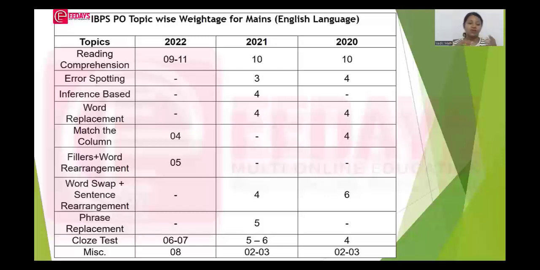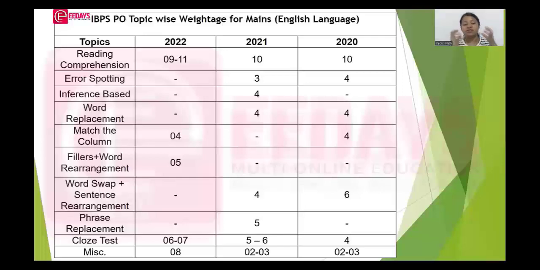Okay, so coming to word replacement, they haven't asked, but on average they are asking 4. So you have to concentrate ahead on that. And coming to match the column, it's like match the following. In 2020, they have asked 4 questions. In 2021, they didn't. In 2022, yes, they have asked 4 questions.